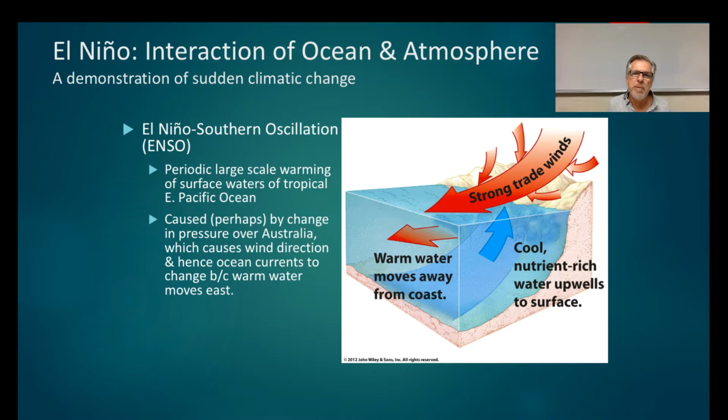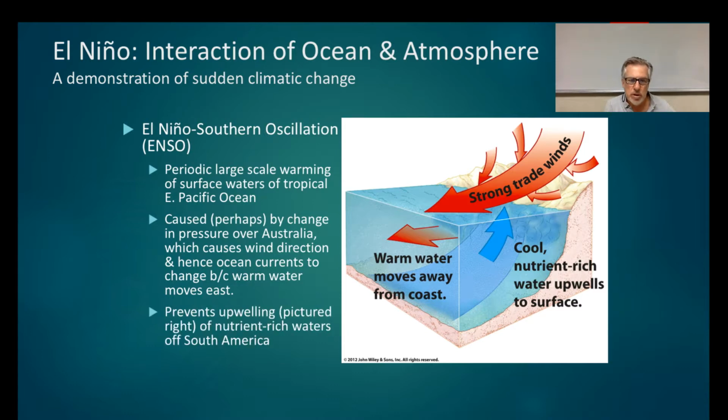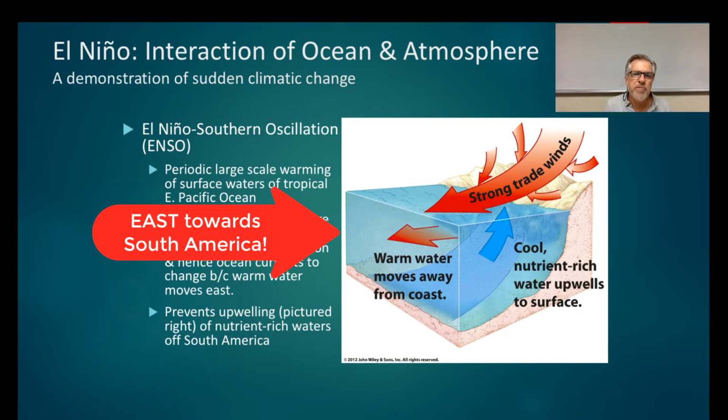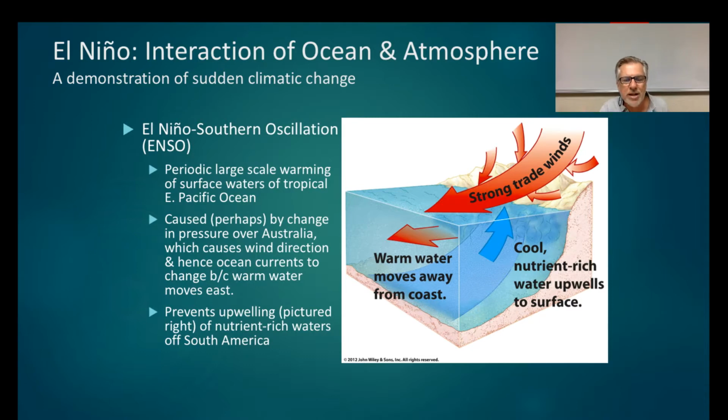And it's caused maybe by a change in pressure over Australia, so nobody really knows what causes it, which causes wind direction and hence ocean currents to change and warm water to move east across the Pacific towards Asia. And this prevents upwelling, which is pictured in this picture, on the western coast of South America. So normally the winds blow this way and they move the water this way, and that brings cold, nutrient-rich water up. And it affects global weather patterns, just this one change.